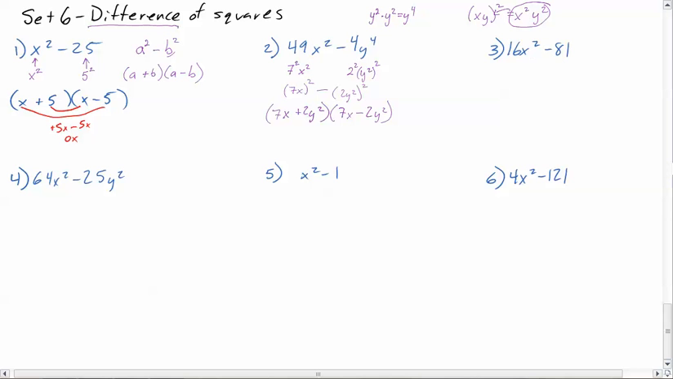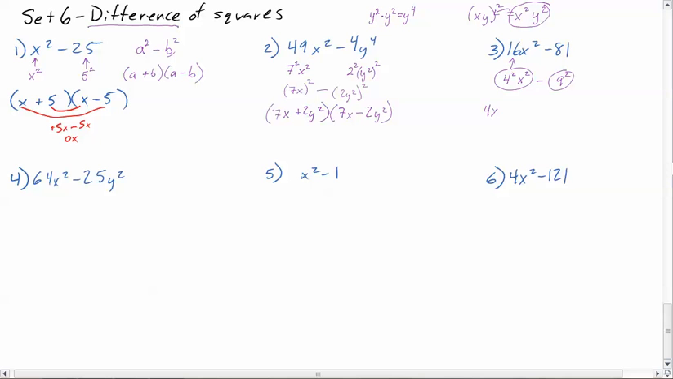Let's go ahead and look at number 3. Anything common? Well, 16 is 4 and 4 and 2 and 8. 81 is 9 and 9 and 3 and 27. So I don't see anything common. So let's just go straight into it. I do notice it's a difference. So let's see if it squares. 16 is 4 squared. X squared, of course, is x squared. And 81 is 9 squared. So I do have this a squared minus b squared situation.